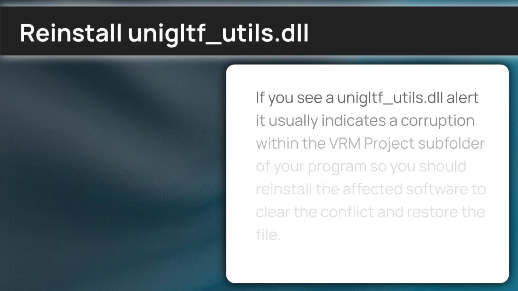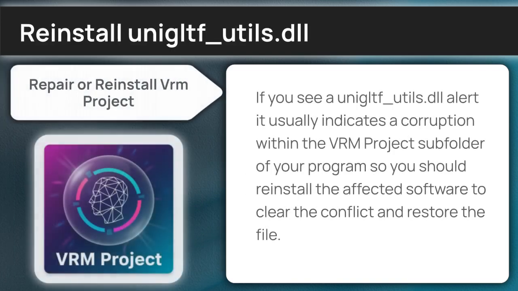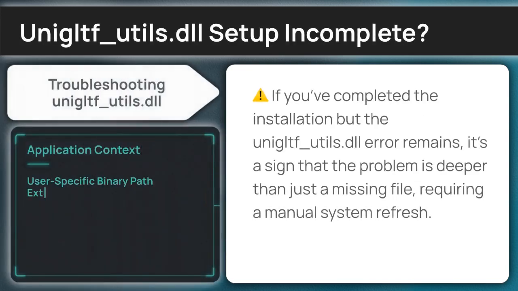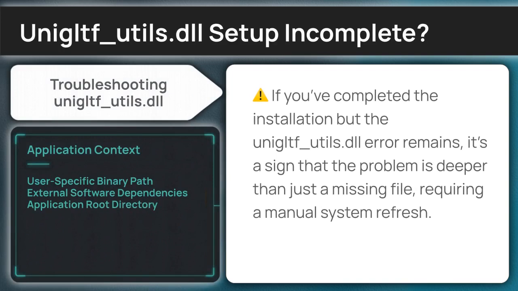If you see a UniGLTF Utilities DLL alert, it usually indicates a corruption within the VRM Project subfolder of your program, so you should reinstall the affected software to clear the conflict and restore the file. When the primary installation path fails, a more surgical approach to checking your system's environmental variables is required.